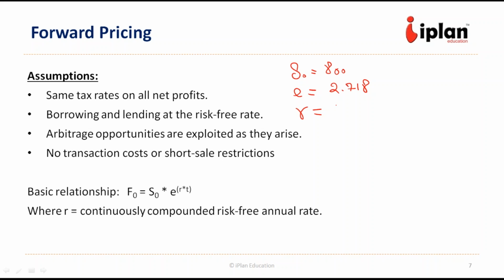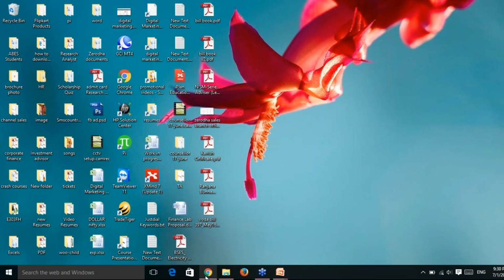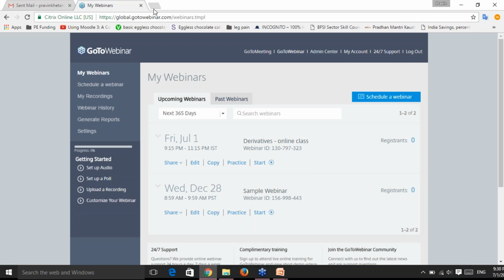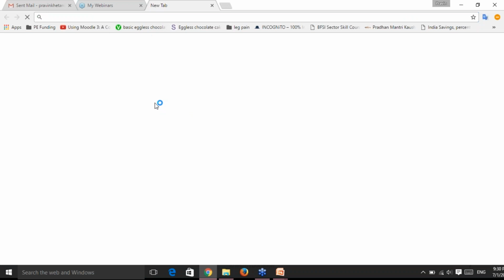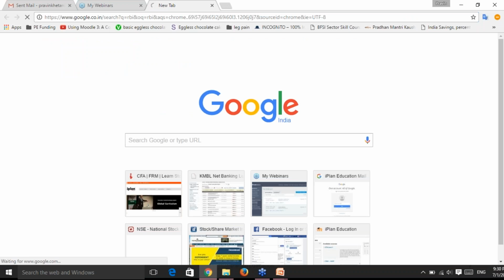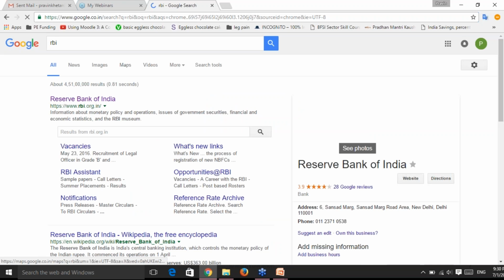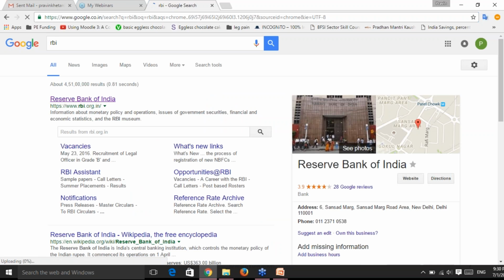And if you really want to see what the risk-free rate currently is in India, you can go to the RBI website, the Reserve Bank, and you will see the key rates, policy rates, everything here.